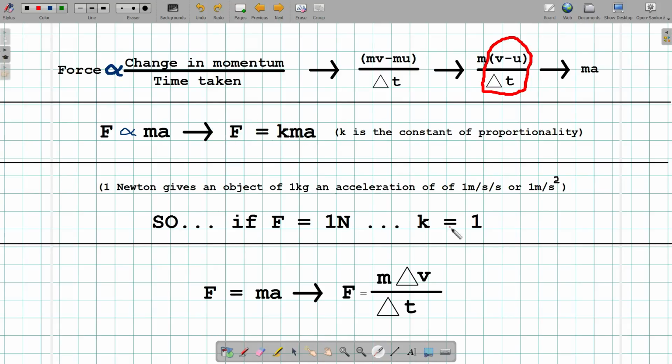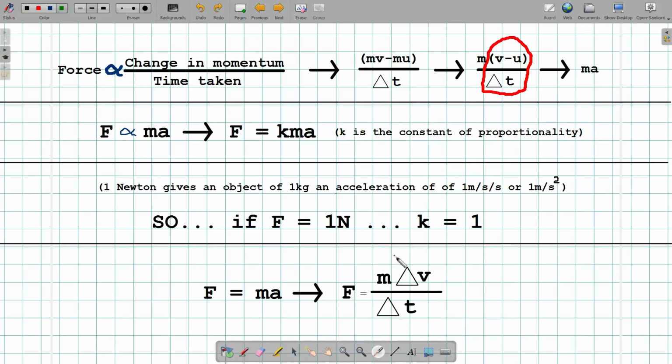we can assume that k is going to be equal to 1, because in order to get 1 on the other side, k is going to have to be 1, mass is going to have to be 1, and acceleration is going to have to be 1. 1 times 1 times 1 is equal to 1. And as k is a constant, k will always be 1. And 1 times anything is just itself, so we can just get rid of k. And so we're left with force is equal to mass times acceleration. And this can be changed back into the equation: force is equal to mass times delta v over delta t.